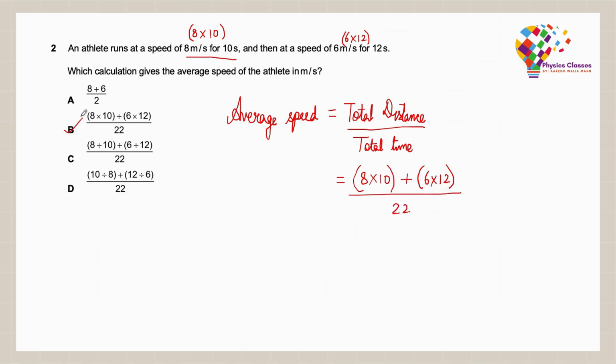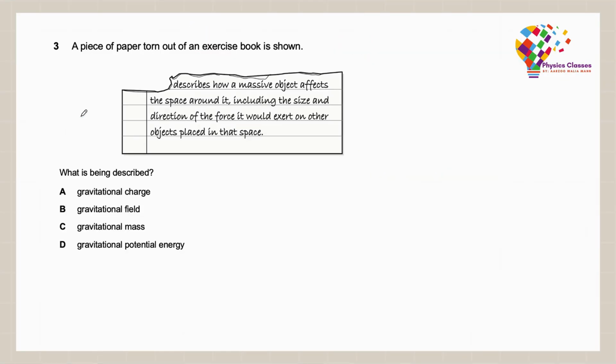Now, let's go in for question number 3. A piece of paper torn out of an exercise book is shown. It describes how a massive object affects the space around it, including the size and the direction of the force it would exert on other objects placed in that space. What is being described? Okay, let's have a look at the options. It's the gravitational charge, the gravitational field, the gravitational mass, or the gravitational potential energy.